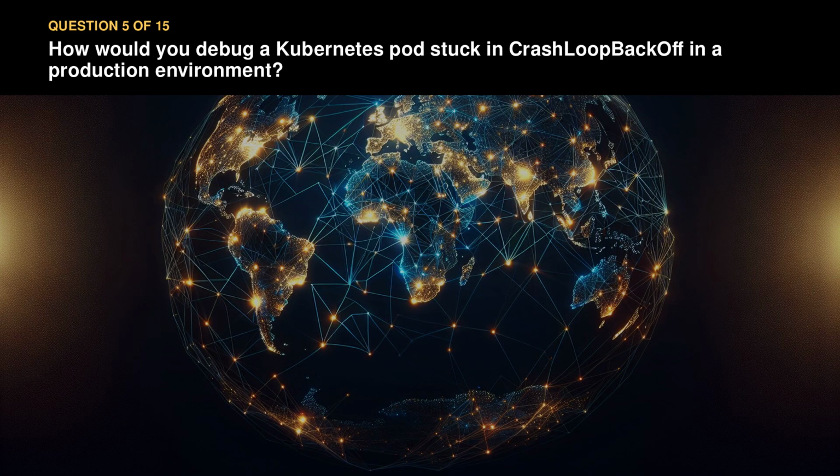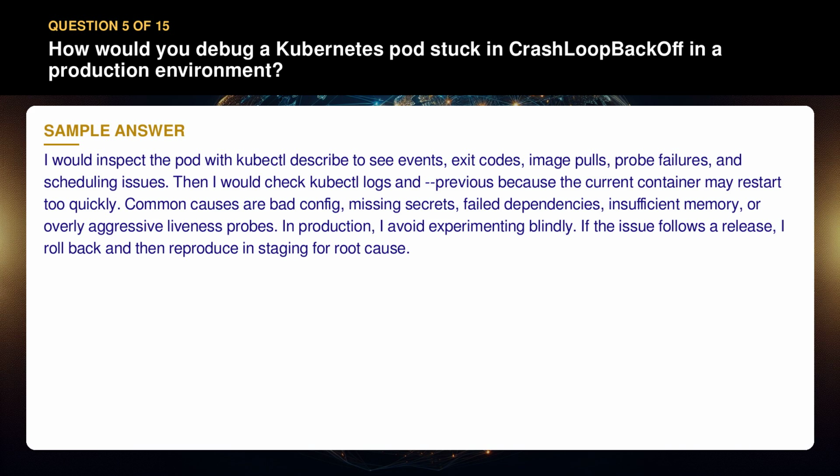Question 5. How would you debug a Kubernetes pod stuck in CrashLoopBackOff in a production environment? I would inspect the pod with kubectl describe to see events, exit codes, image pulls, probe failures, and scheduling issues. Then I would check kubectl logs with --previous because the current container may restart too quickly. Common causes are bad config, missing secrets, failed dependencies, insufficient memory, or overly aggressive liveness probes.